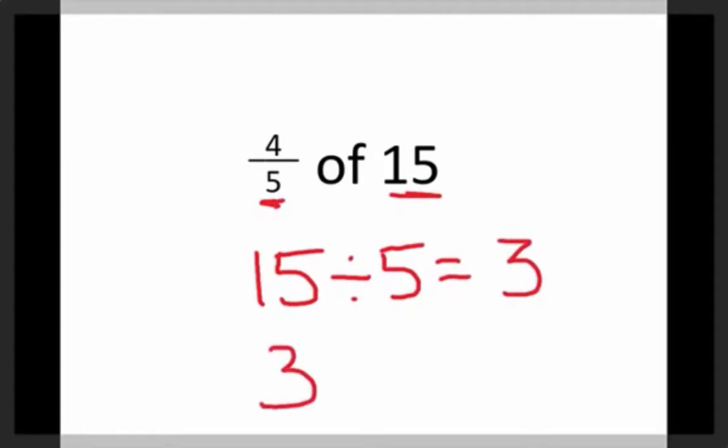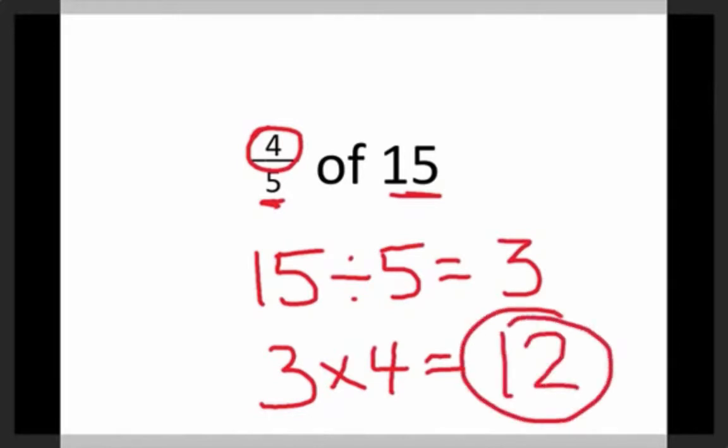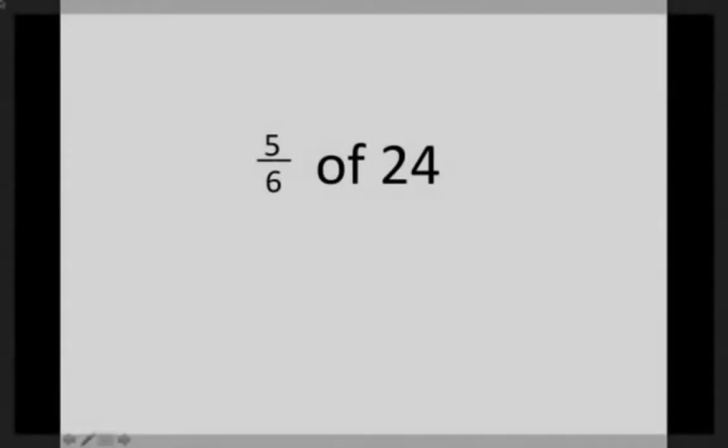I need to take that 3 and look at 4 equal groups, so 3 times 4 is going to give me 12, the same answer we had in the other problem. Remember our strategy. Divide, then multiply. Same process, different problem. Our steps are divide into equal groups, multiply by the number of groups.